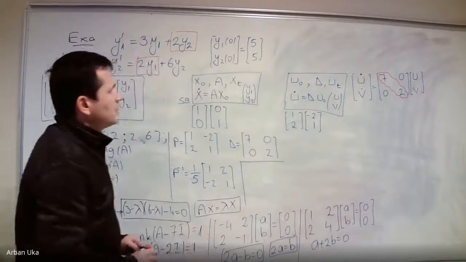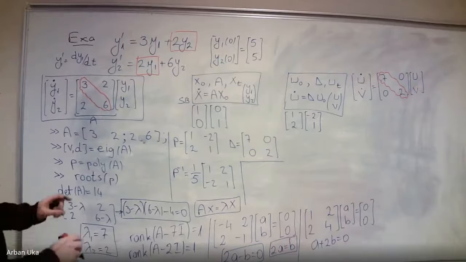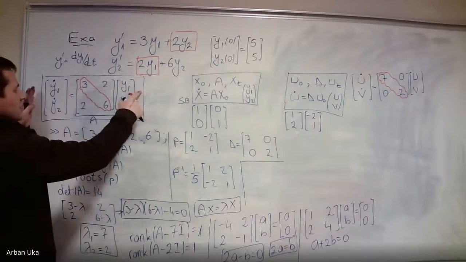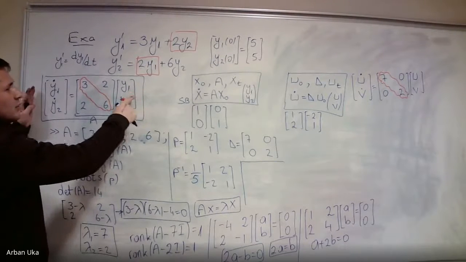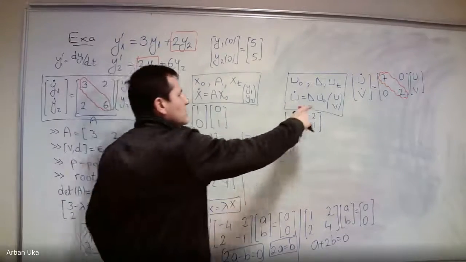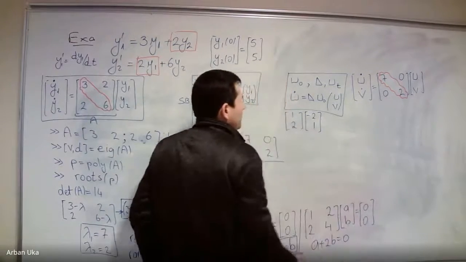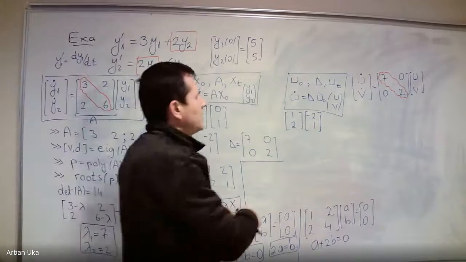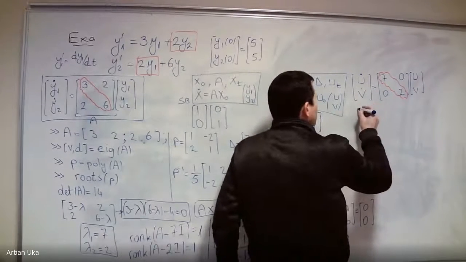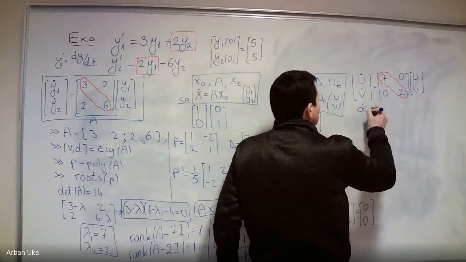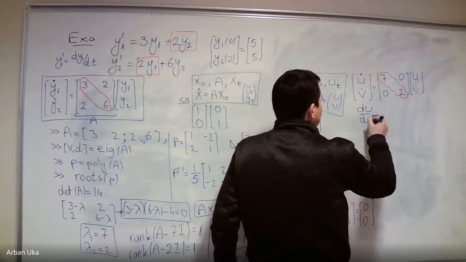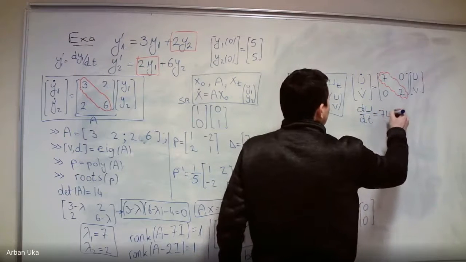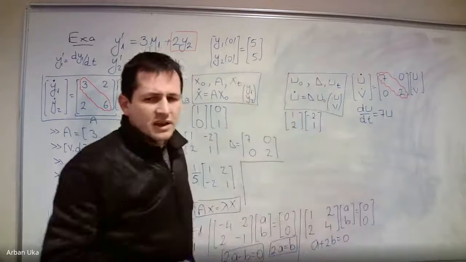Okay, so now what have we done so far? We have this system of equations, and we did all of this work to write this. Now forget this part, and let's solve this system. What do we read from here? We read that du over dt is equal to 7u. So there is no coupling.